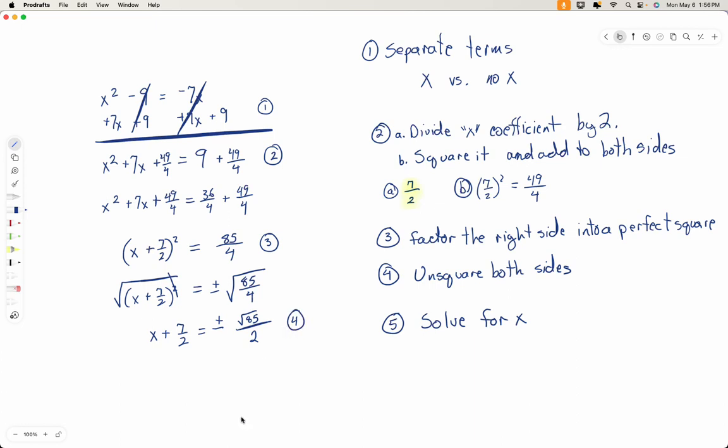So I want you to pause and solve for x. Do step 5 for me. All right, so step 5 is probably the easiest one of all. We just take whatever's over here and move it over here through the opposite operation. So our solution for x is -7/2 plus or minus square root of 85 over 2. And that is our solution.